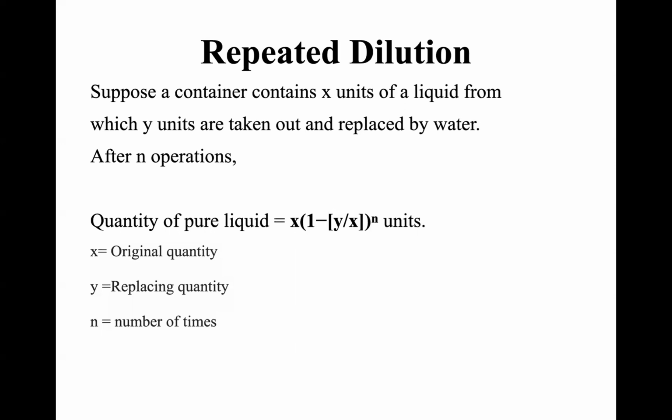Now, what is X? X is the original quantity. Y is the replacing quantity, how much you are replacing, and n is the number of times you are repeating the operations.